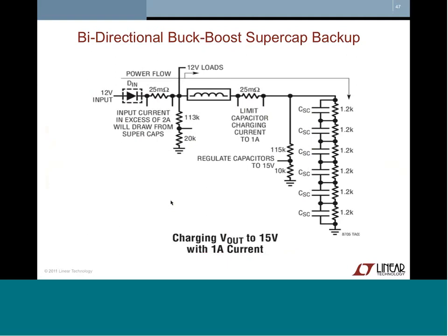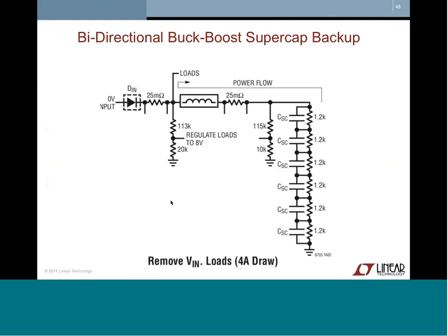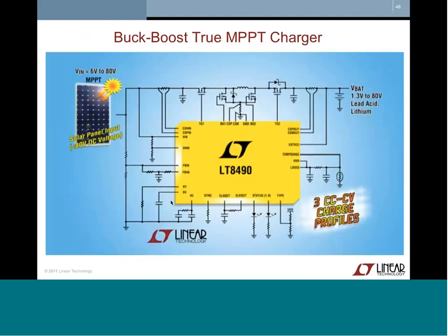So when we have the supply on the inputs, the system gets this 12 volts. At the same time, the supercaps are charged. Once they are charged, we can disconnect the inputs, and the energy stored in these supercaps is right now flowing to the loads.